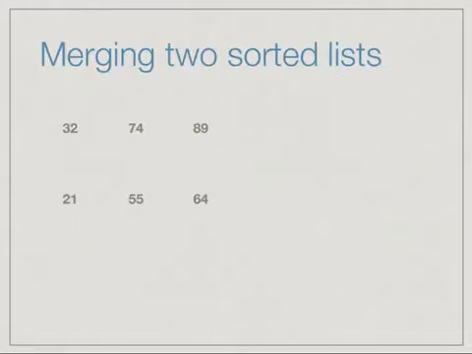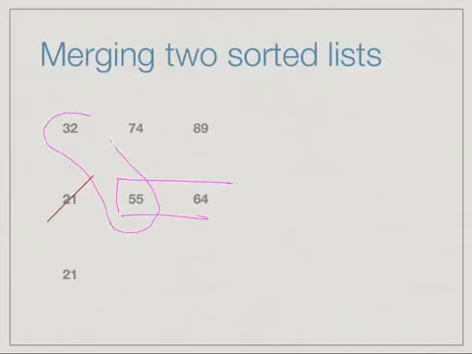So let's examine how this would work in a simple example here. We have two sorted lists, 32, 74, 89 and 21, 55, 64. So we start from the left and we examine these two elements initially and pick the smaller of the two because we are sorting in ascending order. So we pick the smaller of the two, that's 21, and now the second list has reduced to two elements. So at the next step, we will examine the first element in the first list and the second element in the second list because that's what's left.